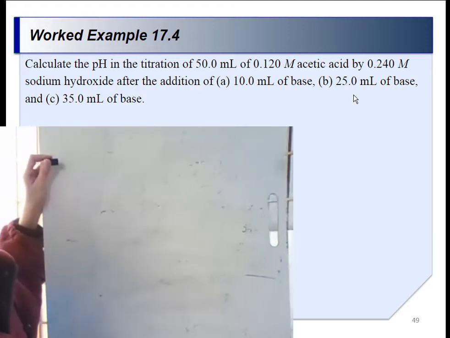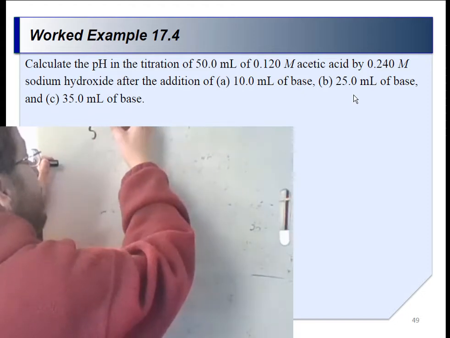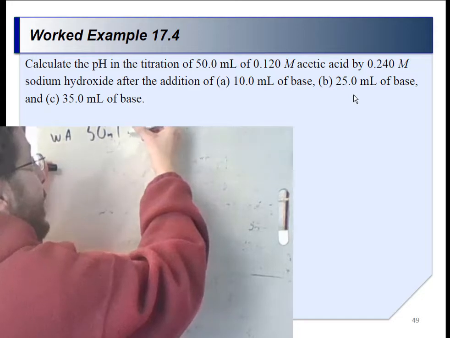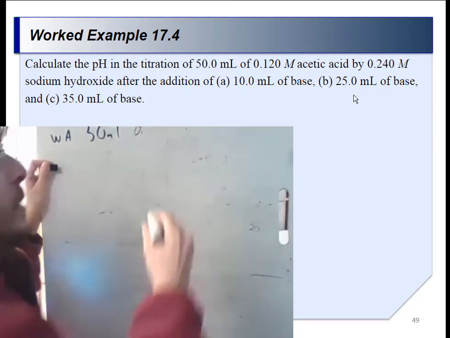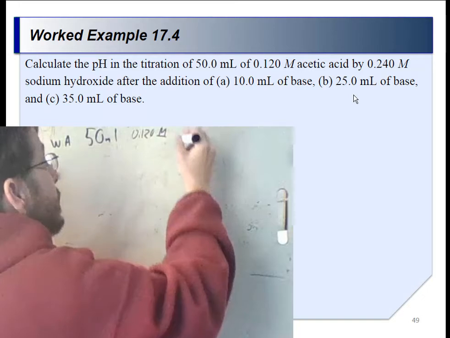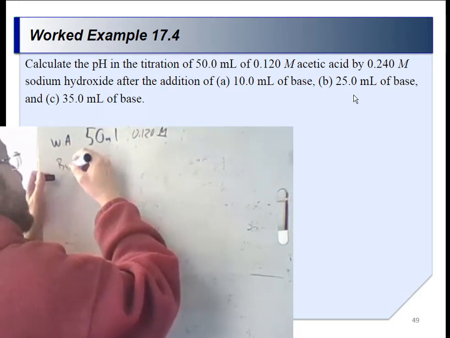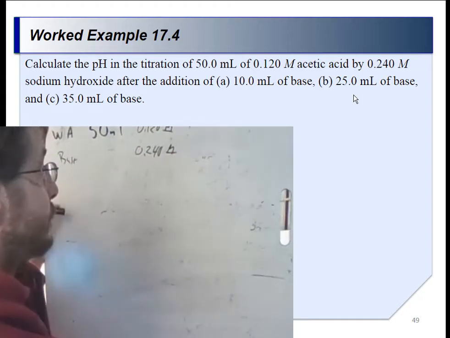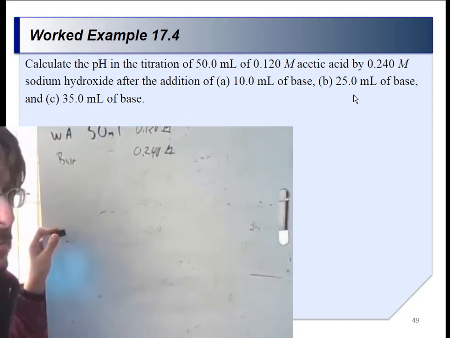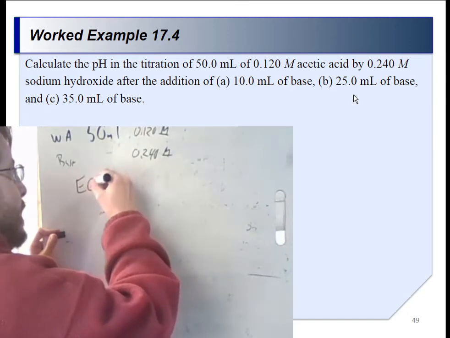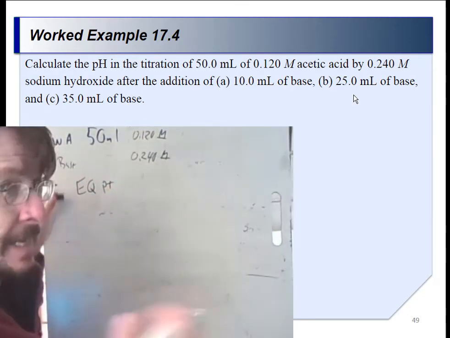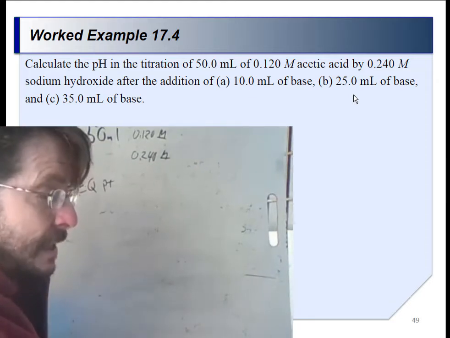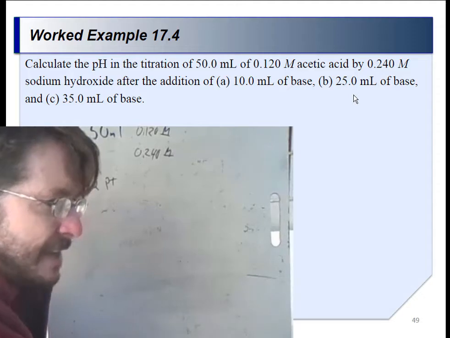All right. So we have 50 mils of weak acid that is 0.120 molar, and then we have base being added, that's 0.240 molar. All right, what's the equivalence point? It's the first question, equivalence point. The question doesn't ask us that, but for us, it's a helpful number because we can think about it in terms of how many mils of base I have to add, all right?